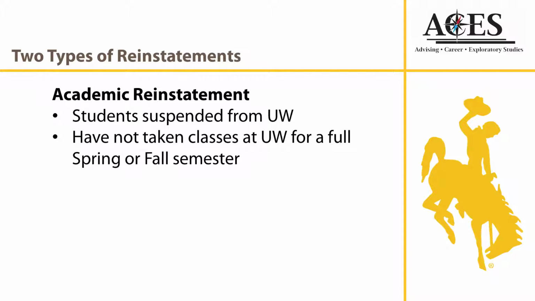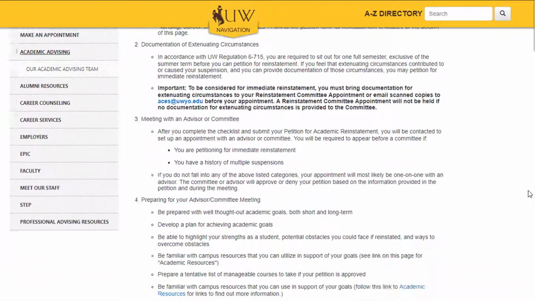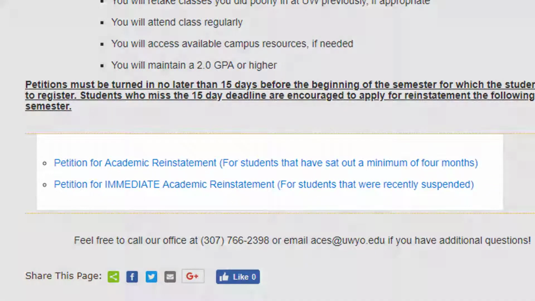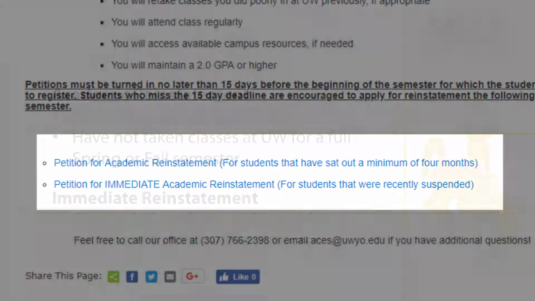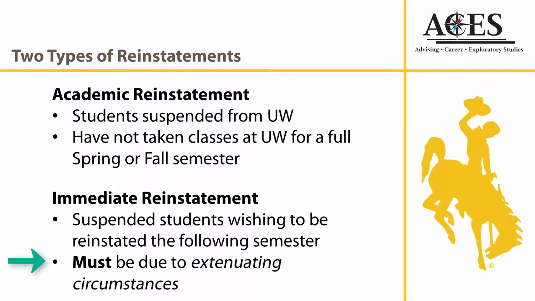The second variety of reinstatement is immediate reinstatement. Students who have been suspended from the university one semester and wish to be reinstated the following semester will petition for immediate reinstatement. Please note that there is a different petition for each type of reinstatement, so make sure you're selecting the correct one. So if you've sat out at least one fall or spring semester, you petition for academic reinstatement. But if you are applying for immediate reinstatement, you will only be considered eligible if there are extenuating circumstances.